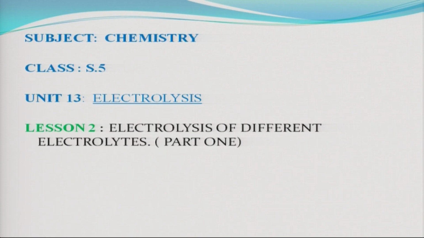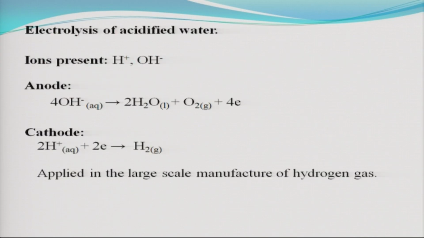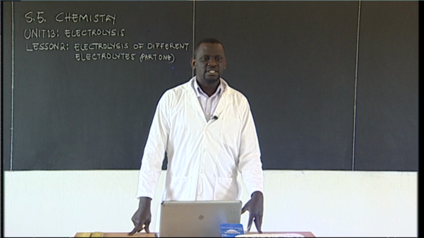The aim of this lesson is, by the end of this lesson, students should be able to explain the electrolysis of different electrolytes. Like last time, we had looked at the definition of the term electrolyte. Who can define for us the term electrolyte? An electrolyte is a substance which conducts electricity both in molten and aqueous state. Today we are going to use the other principles we talked about last time to explain the electrolysis of different substances.